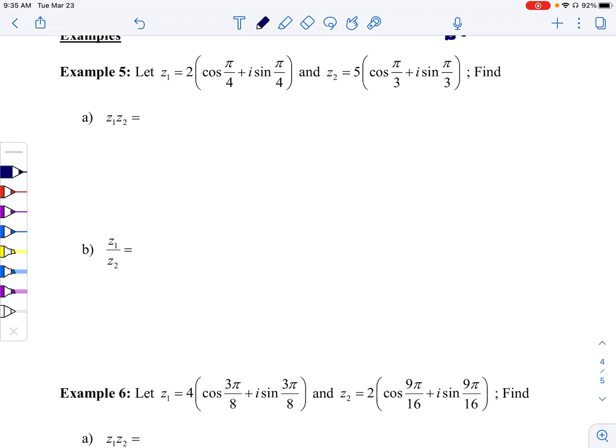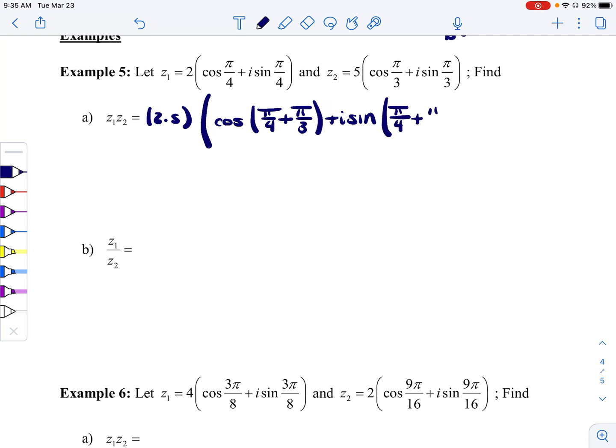If we're multiplying Z1 times Z2, we start by multiplying our R values, so 2 times 5 is multiplied out front. Then, since we're finding the product, we add our angles. So that would mean cosine of pi over 4 plus pi over 3, plus i sine of the angle pi over 4 plus pi over 3. Just remember, when you're multiplying complex numbers, add the angles.